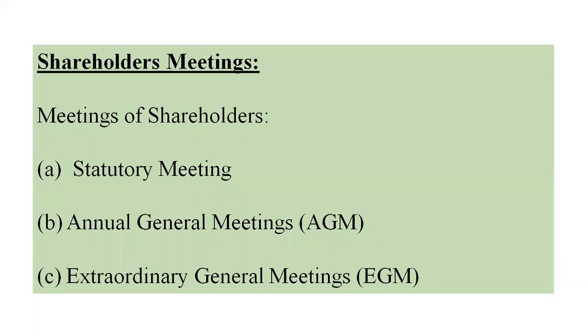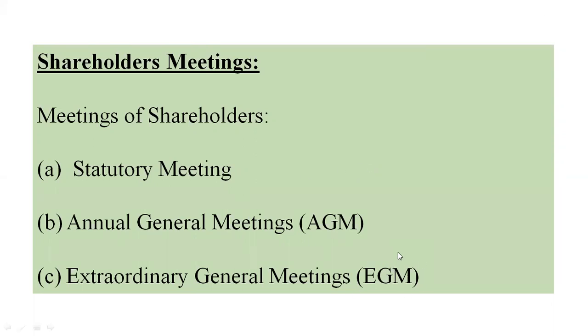important core part, that is the first part, shareholders meetings. As you have seen in the chart, shareholders meetings are again categorized into 3 parts. One is the statutory meeting. One more is called the AGM or annual general meeting. The third one is called the extraordinary general meeting. As everybody knows, the abbreviations used are AGM and EGM.